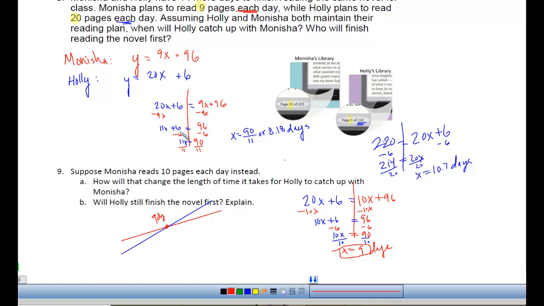Okay, if you're going at a constant rate and you catch somebody and you continue at those rates, you will be ahead of them the remainder of the time. So Holly's still certainly going to finish first, and you could simply set both of those equal to 220 to mathematically verify that.